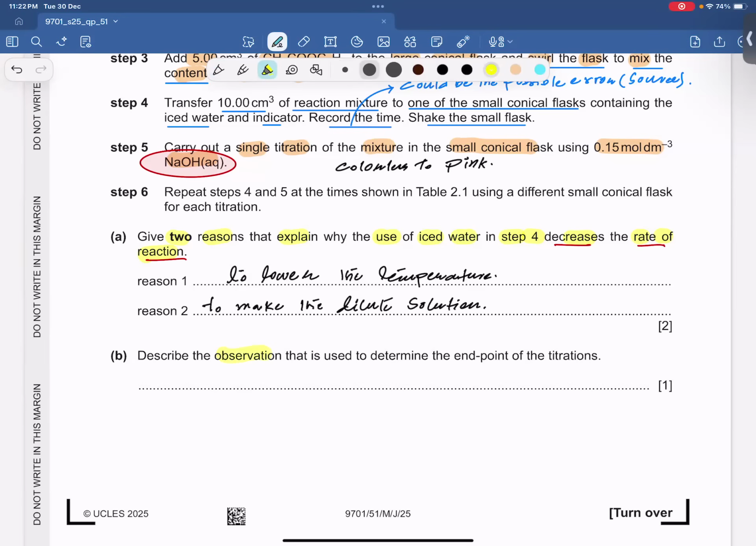Describe one observation that is used to determine the endpoint of the titration. The endpoint of the titration should be colorless to pink. Conical flask has HCl, which shows colorless solution with phenolphthalein. When you titrate it with NaOH, it turns into pink. So in alkali, it shows pink, which is why the endpoint of the titration is colorless to pink.